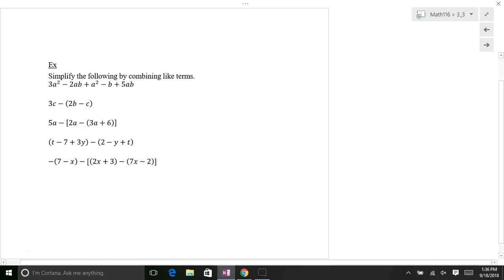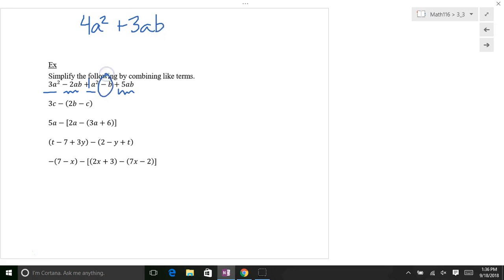Let's go ahead and simplify the following by combining like terms. So we look at the 3a squared, we find another a squared. Well, 3a squared plus 1a squared is 4a squared. Now I'm looking at the negative 2ab plus 5ab, so negative 2 plus 5 is a positive 3ab. And then finally, we just got this loner, minus b, on the end. Okay, there's the first one, number 1.